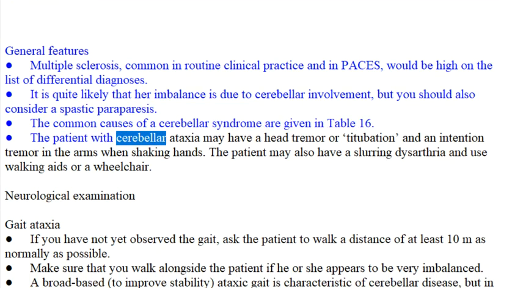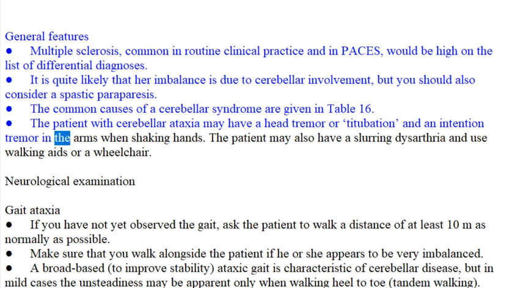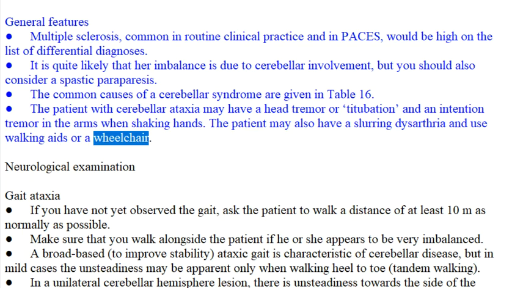The patient with cerebellar ataxia may have a head tremor or titubation and an intention tremor in the arms when shaking hands. The patient may also have a slurring dysarthria and use walking aids or a wheelchair.